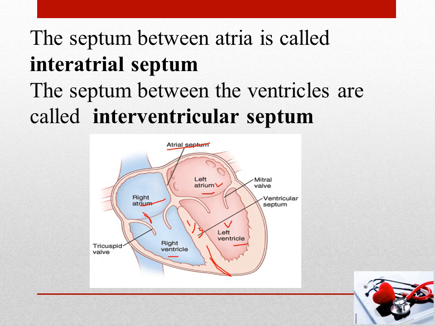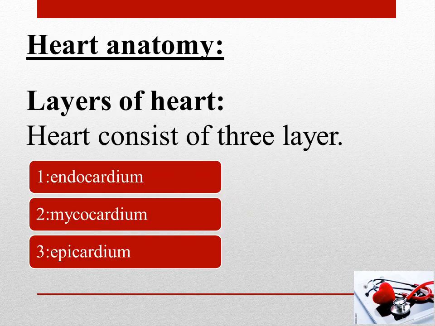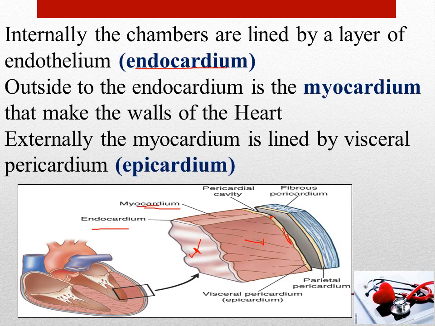The wall of the heart consists of three layers. The first layer is the endocardium. The endocardium is the innermost layer of the heart, which consists of endothelial cells, while the second, middle layer is called the myocardium.